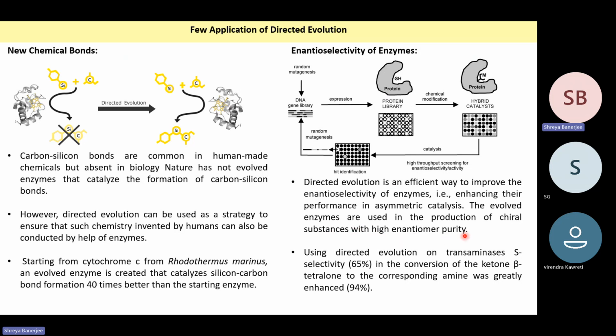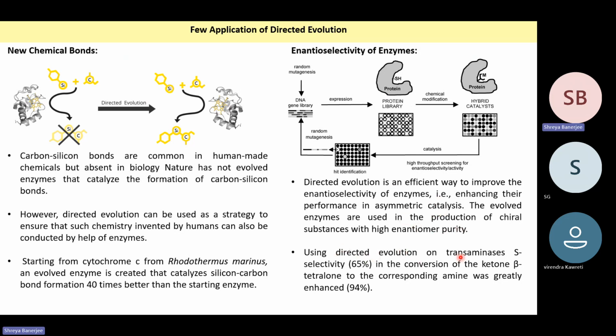So suppose it is interacting only with the R enantiomer, then it will result in the product also having the R chirality. So you will be able to produce chiral substances with very high purity because the enzyme will be interacting with only one of the enantiomers.